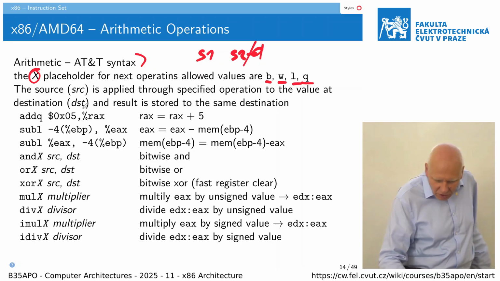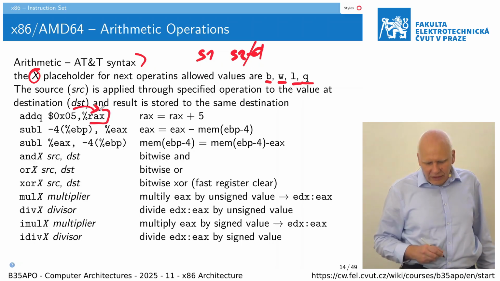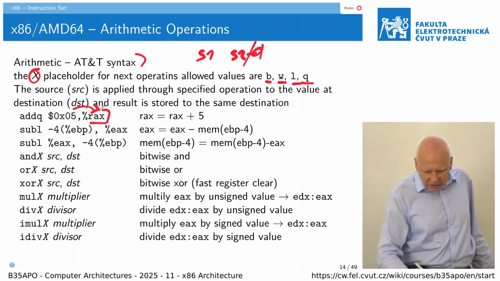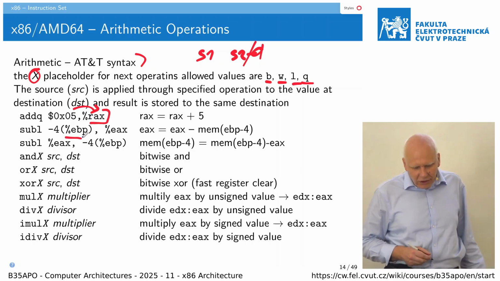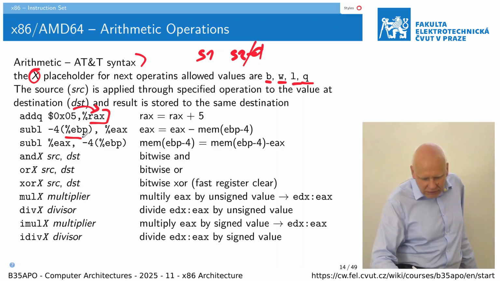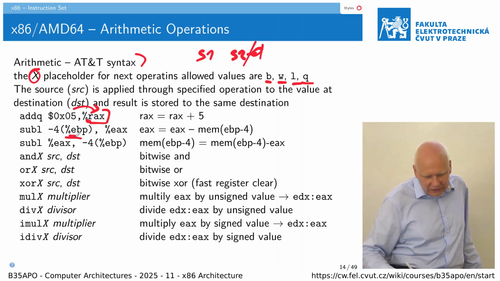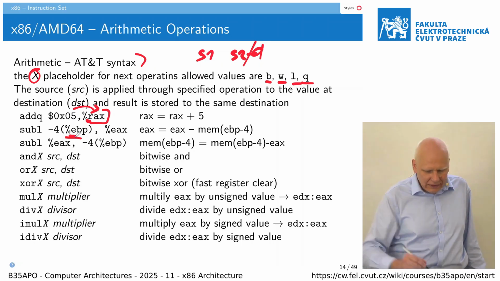So this is the operation to add 5 to the 64-bit RAX. This is the operation with the 32-bit register; 64-bit registers start with R, E is the 32-bit extended register.